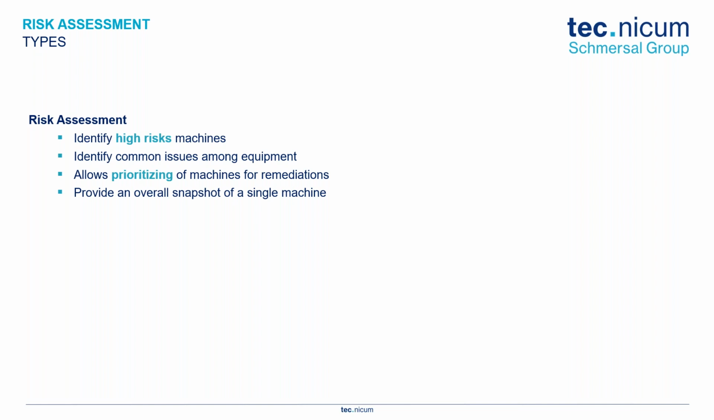If you are doing this assessment on a group of machines that are the same, then maybe you can identify some common issues. But this overall assessment will also allow you to prioritize. All right, maybe these machines in Group A have a high risk estimation, and maybe we need to take care of those first. Whereas these other machines in Group B, yeah, there's some hazards there, but they're not as dangerous. So we can prioritize. And if it's just a single machine, it gives you a snapshot of the overall hazards associated with this piece of equipment.